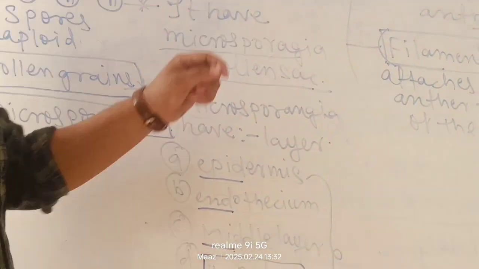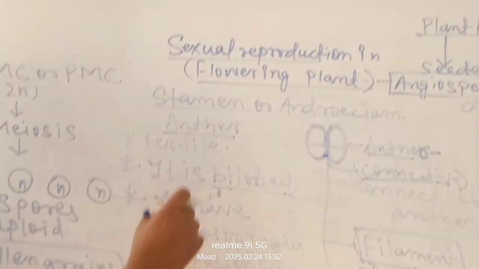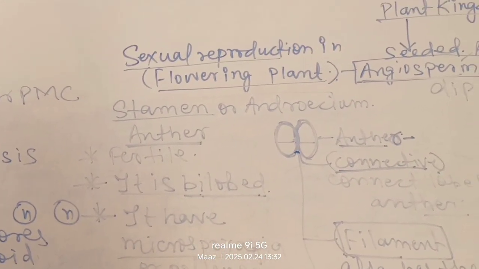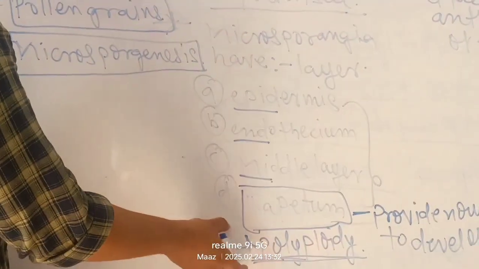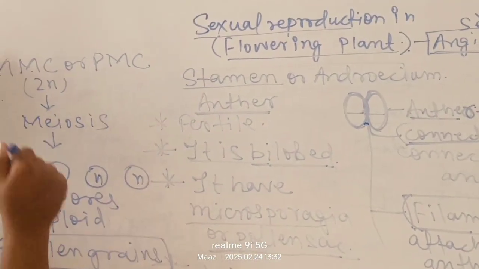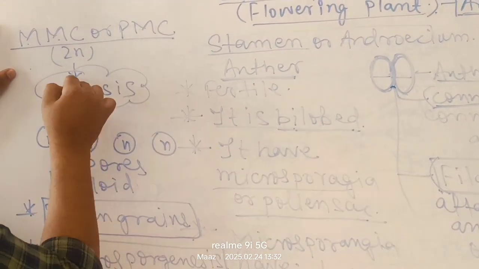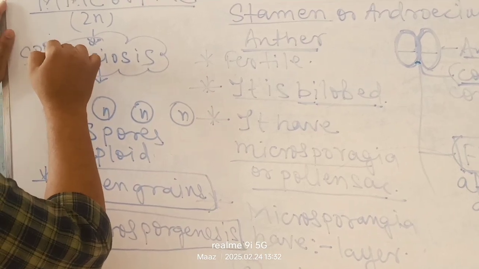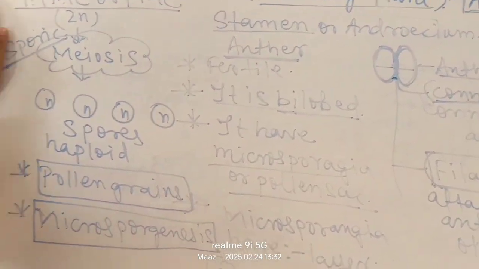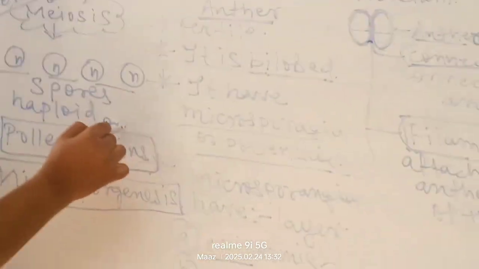Which occurs inside the anther. Means the anther has a microsporangia or the pollen sac. Microsporangia have 4 layers: epidermis, endothecium, middle layer, tapetum. Tapetum provides nourishment. Now inside these microsporangia there is a cell called megaspore mother cell or pollen mother cell, which undergoes meiosis, and the meiosis is a sporic meiosis. And this sporic meiosis occurs inside the plant for the formation of the gametophyte structure. The meiosis forms 4 haploid spores. The 4 haploid spores are pollen grains.